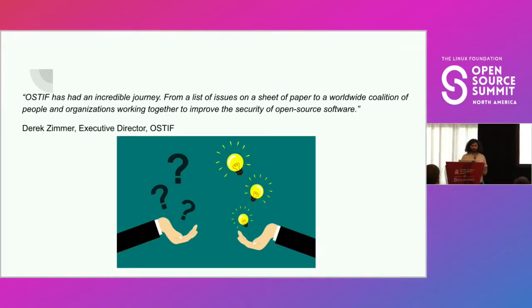Okay. Little quote we have here. Derek Zimmer, who is the executive director of OSTIF and the founder along with myself: It's amazing. We started this project with a list of issues on a sheet of paper. It was a literal sheet of paper. We did some brainstorming and wrote some things down in identifying these problems. And we're now at a worldwide coalition of people and organizations working together to improve the security of open source software.